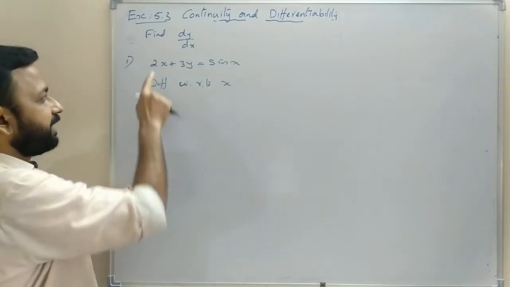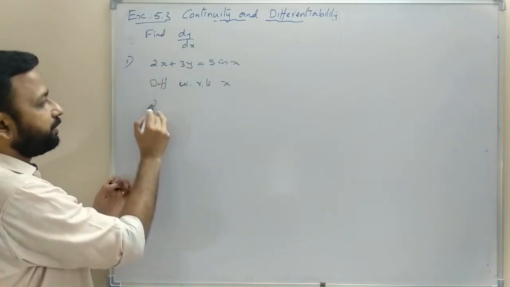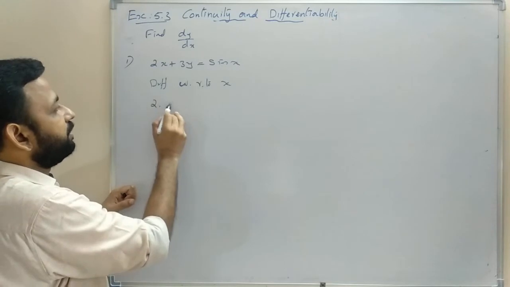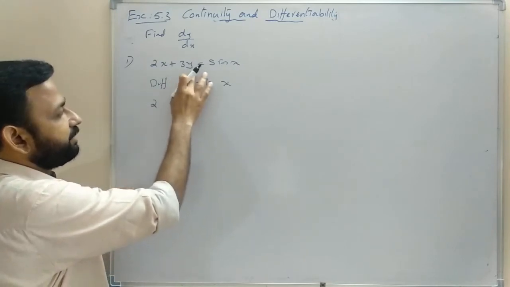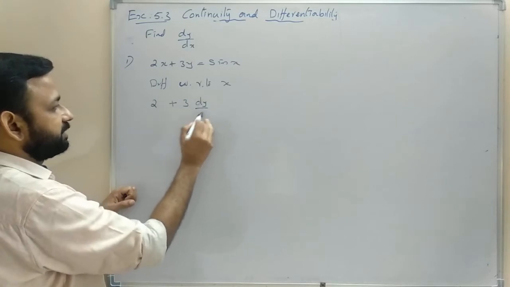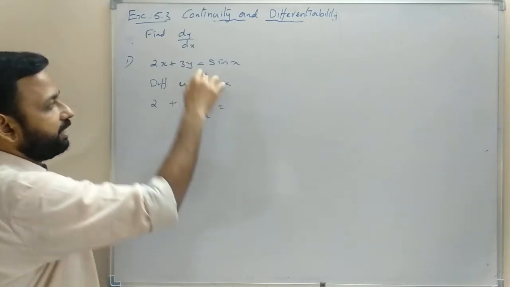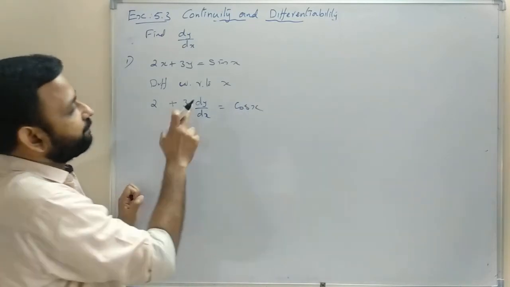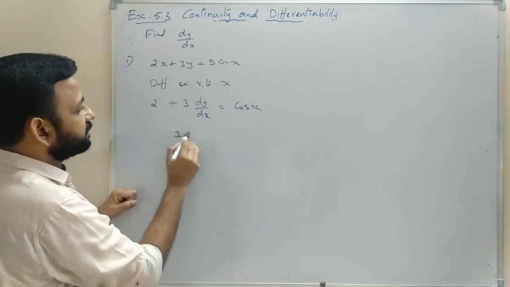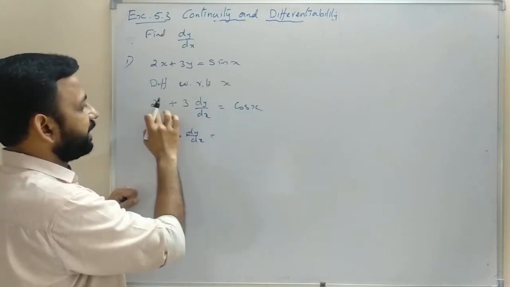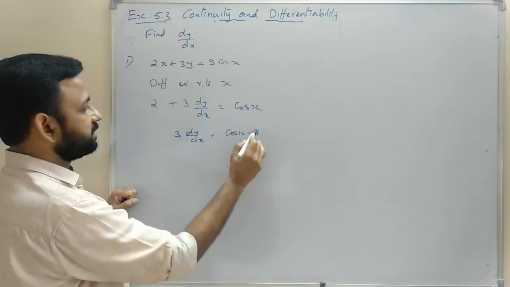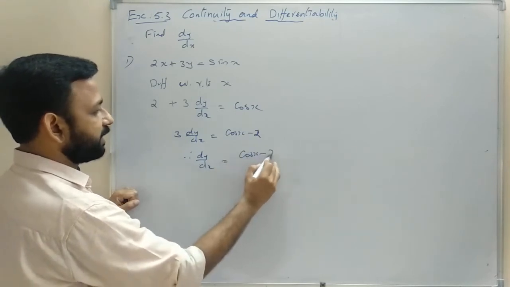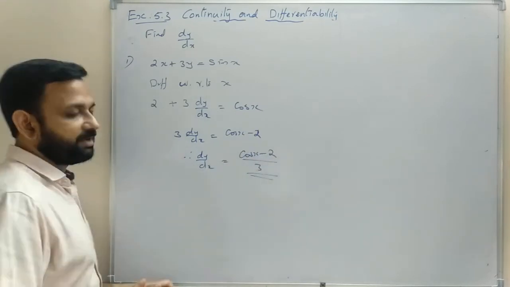When we find the derivative of 2x, it is 2 into derivative of x with respect to x, that is 1. So derivative of 2x is 2 plus 3 into derivative of y with respect to x, that is dy by dx, equal to derivative of sin x, cos x. So we have done the differentiation. From here we can find dy by dx. Therefore 3 into dy by dx is equal to, we can take 2 from left to right, cos x minus 2. Therefore dy by dx is equal to cos x minus 2 divided by 3. So that is dy by dx.